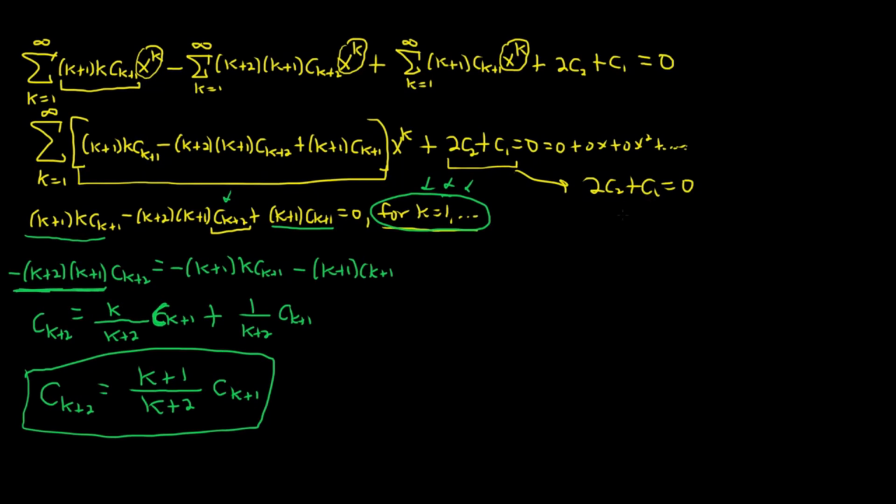So subtract C1, divide by 2. So C2 is negative 1/2 C1. I'm going to put this in a box as well. Okay, let's pause here for a moment. So now the strategy can go two ways.